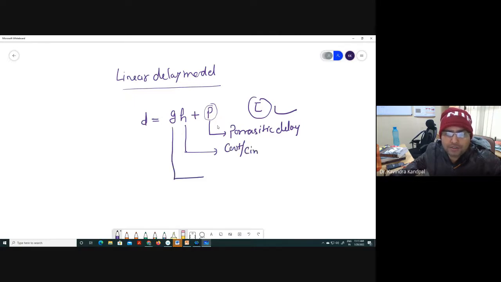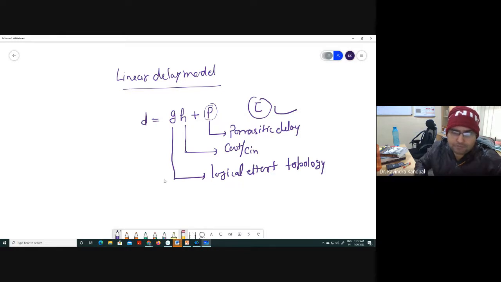And G is logical effort, and it is dependent upon topology and a bit on technology. For example, as I said, if mu by mu p is 2 raised to 1, it is going to be a bit different. If it is 3 raised to 1, it is going to be different, right? So this is how we define the delay.